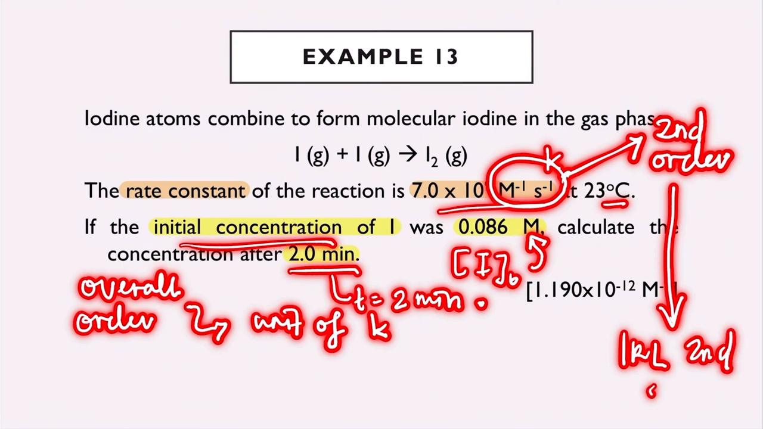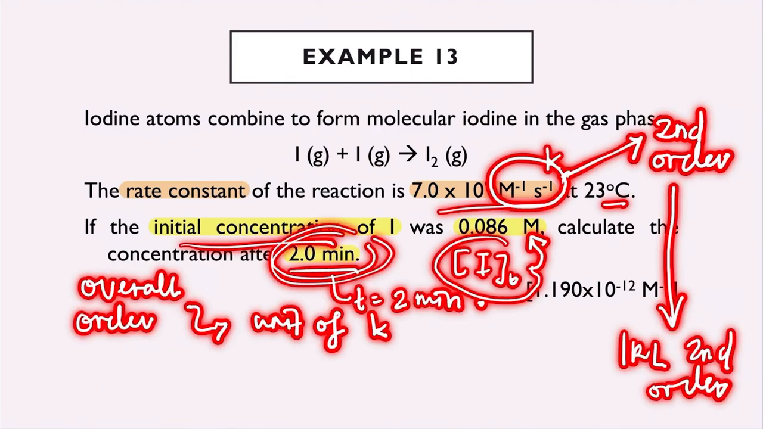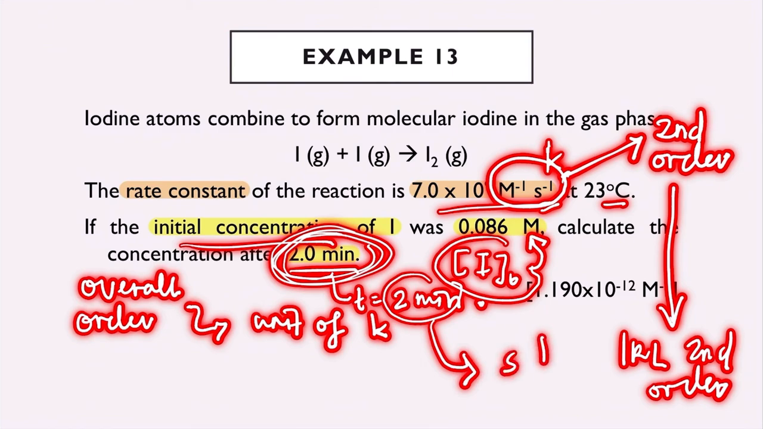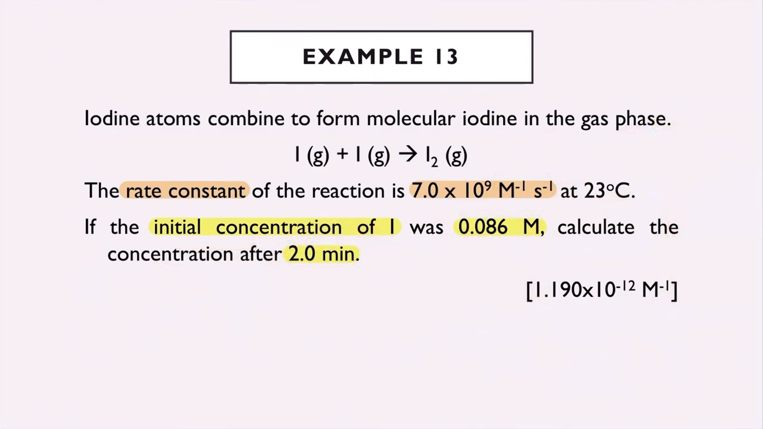Use whichever one. So from there, you need to insert your I naught, initial concentration of I, and your time. So your time is in 2 minutes, while your rate constant is in seconds. So make sure to change your time to seconds. Alright? Okay. And then you perform your calculation. Okay, you should get this answer.